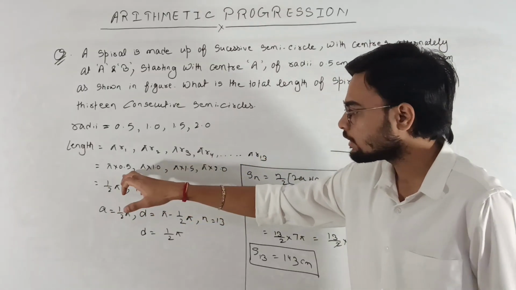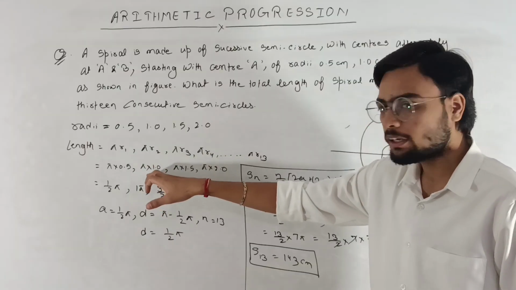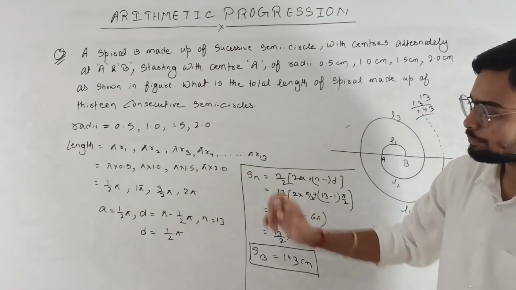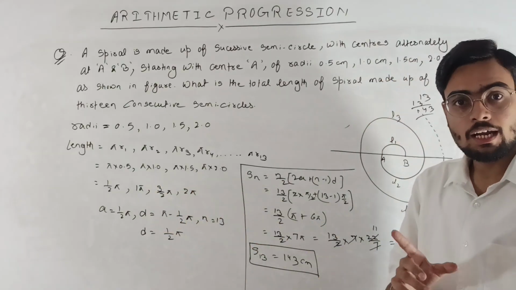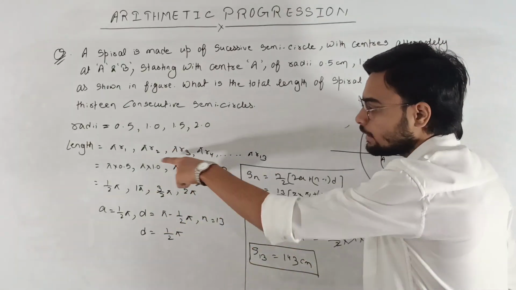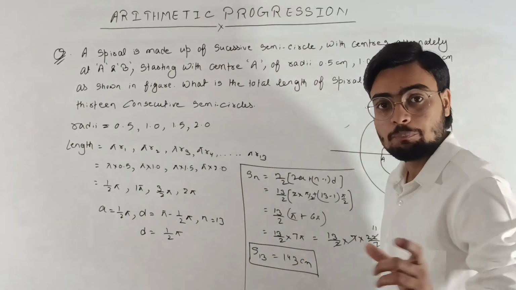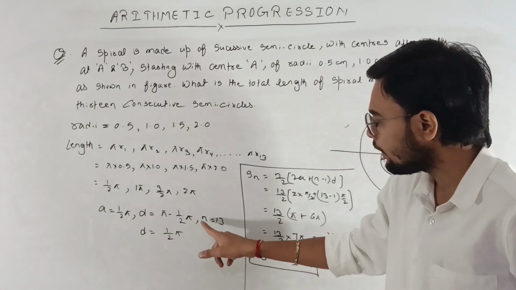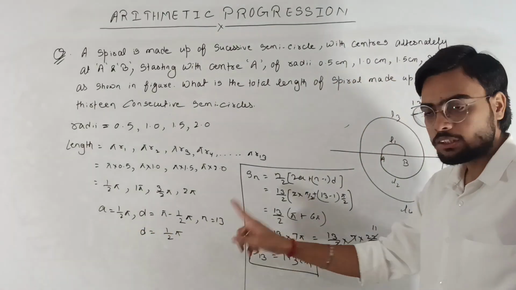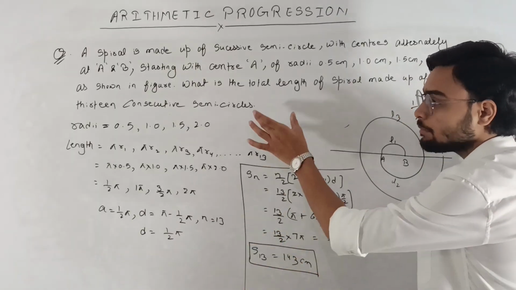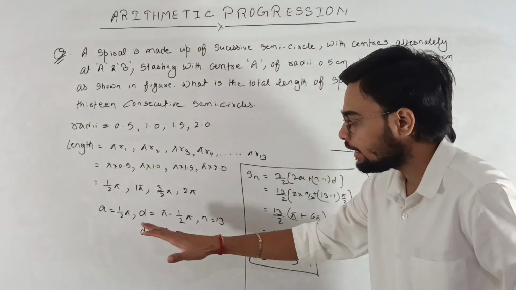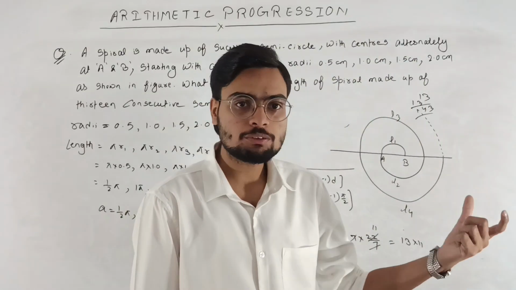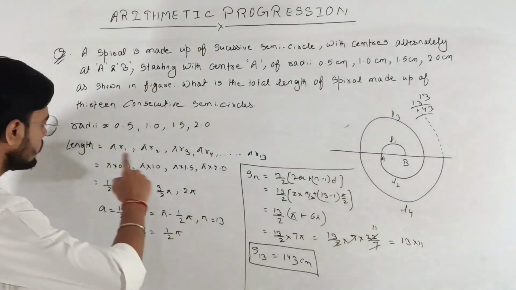Now the length of the first is pi into 0.5, the second pi into 1, the third pi into 1.5, the fourth pi into 2.0. I calculate this, then I find that this series of lengths is in AP, in which a is half pi, d is again half pi, and n is 13. n is the number of terms, and the number of semicircles is 13. So I have a, d and n. And the question is asking for the length of the spiral. Length means the sum of these lengths.